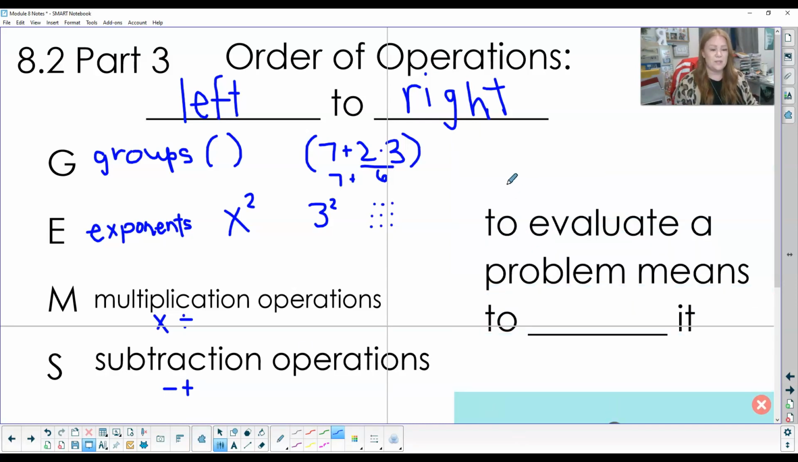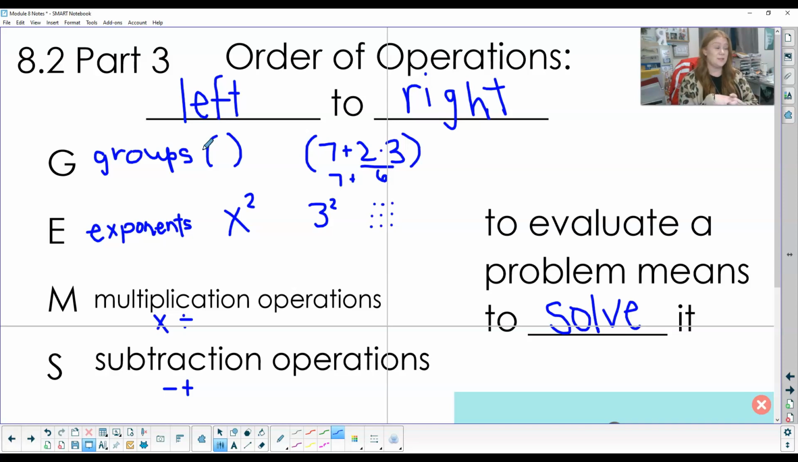So to evaluate, you're going to see this, we'll say evaluate this problem. When I evaluate something, that just means that we are going to solve the problem. We're going to do the problem and evaluate, look at it and decide, what should I do first? What should I do next? When I evaluate something, I'm just looking at it and deciding what to do with it.